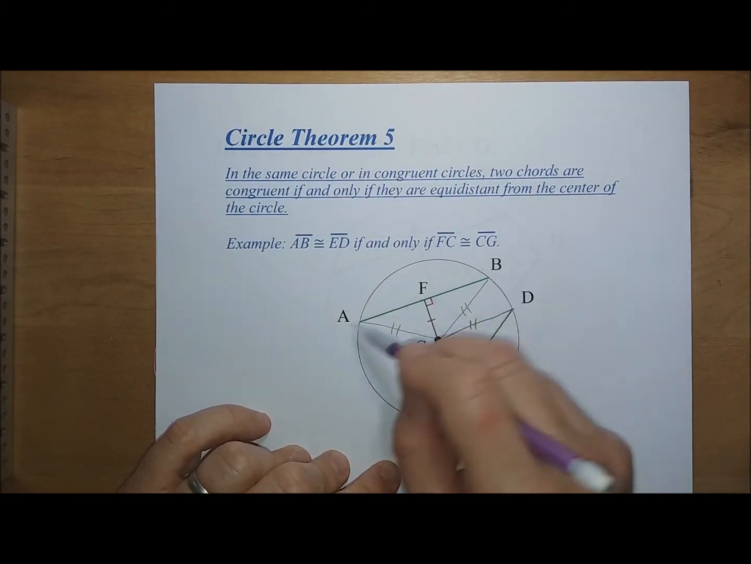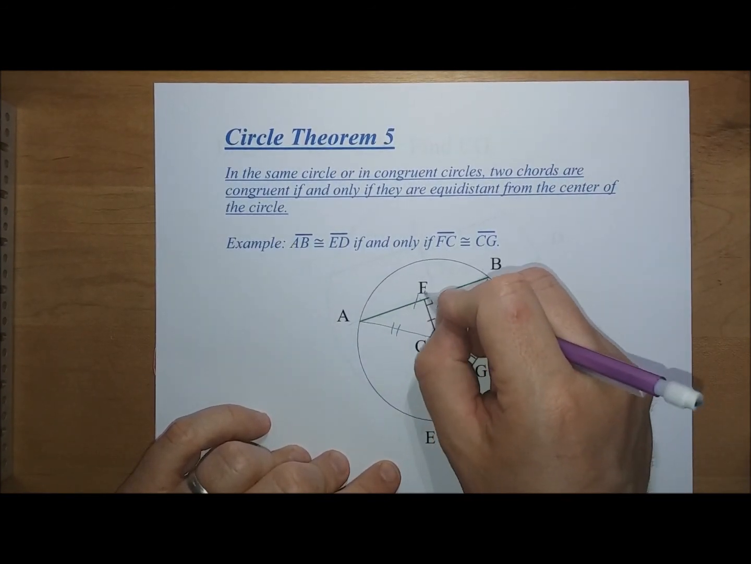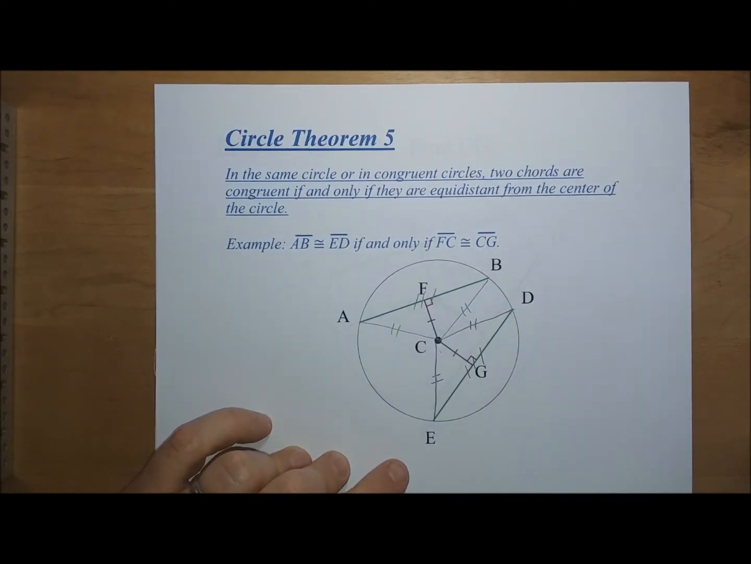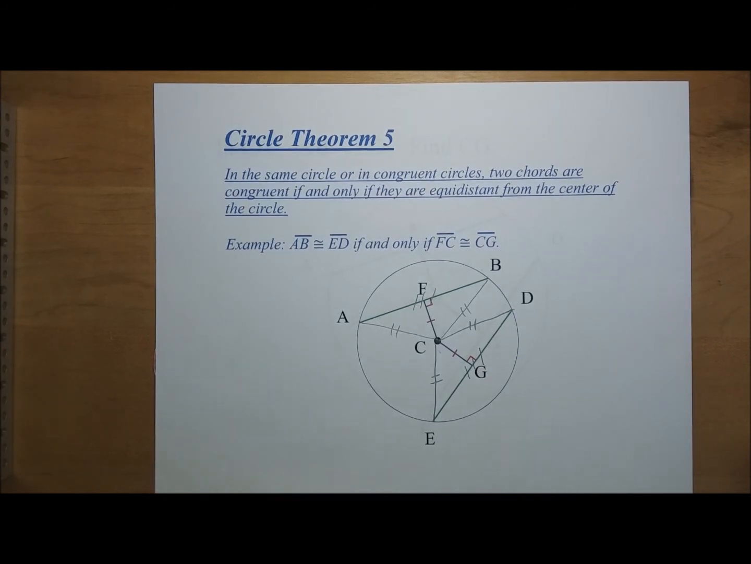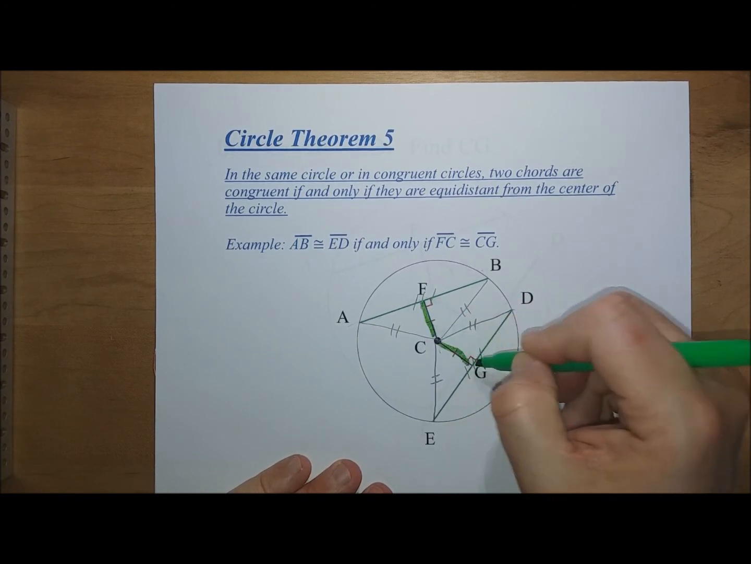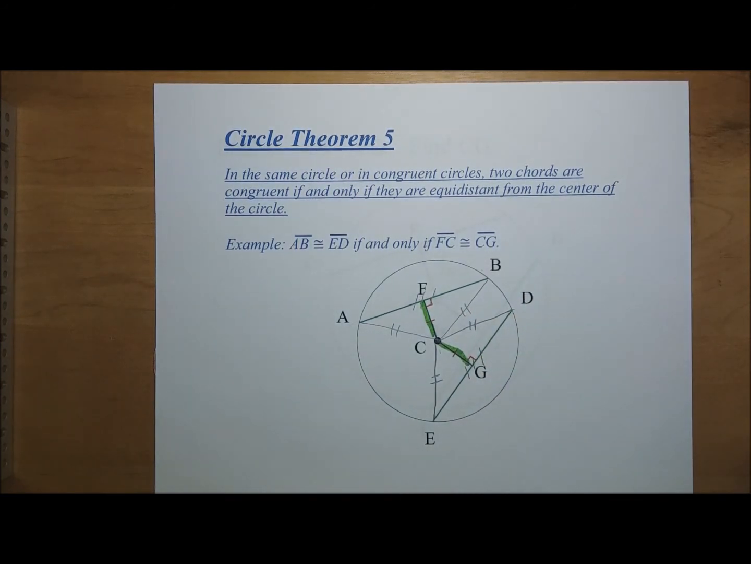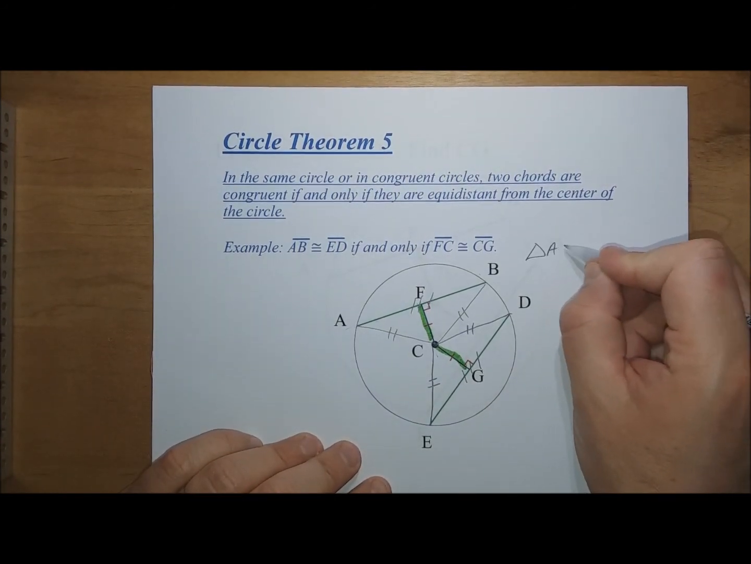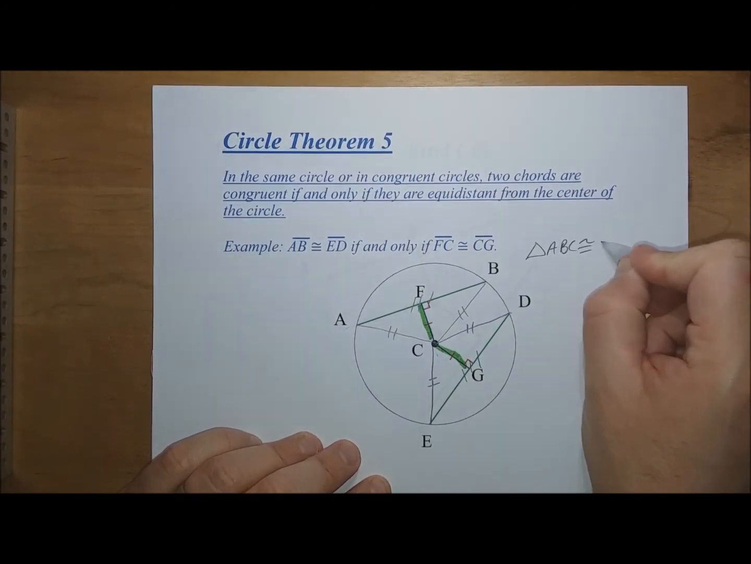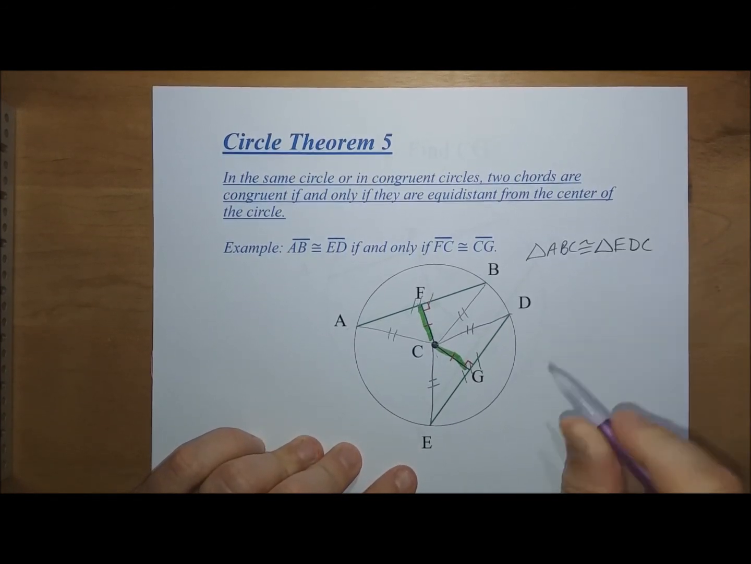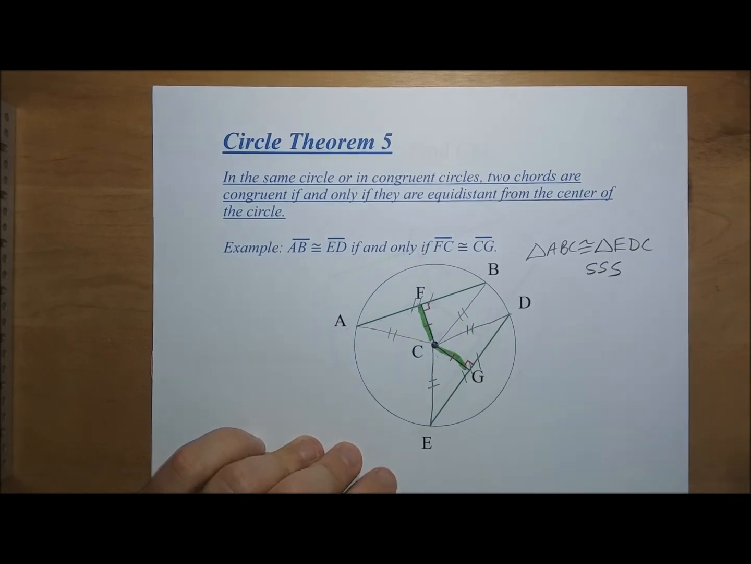I would say if we know the chords are congruent, let's prove that CF and FG are congruent. So we'll take AB and I'm going to give it 3 slashes, is congruent to ED. From that, can we prove that these are congruent? What you might notice is that triangle ABC is congruent to triangle EDC.